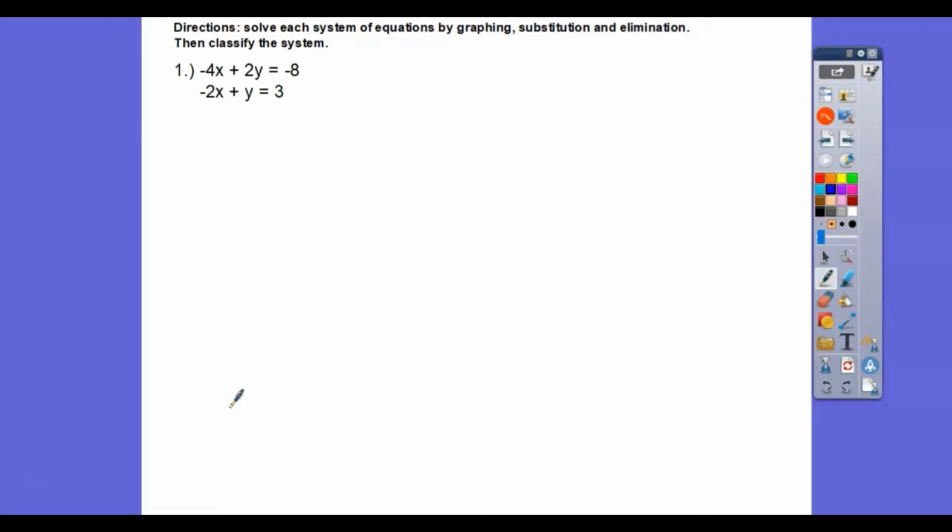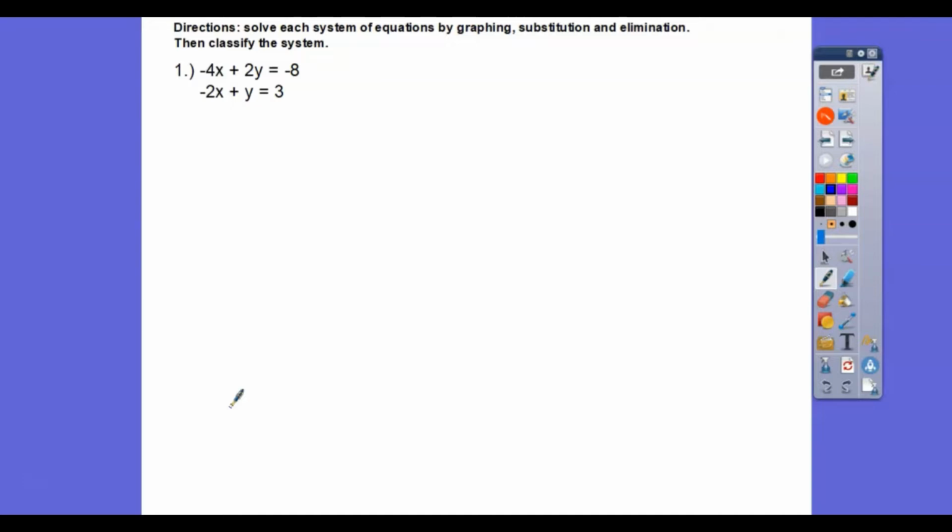So the first thing we want to do is solve this system by graphing. In order for us to graph, one of the ways that we can do this is to isolate the y, get the y by itself. That way, we're going to be able to get it into the form y equals mx plus b, where we can figure out the slope and the y-intercept.